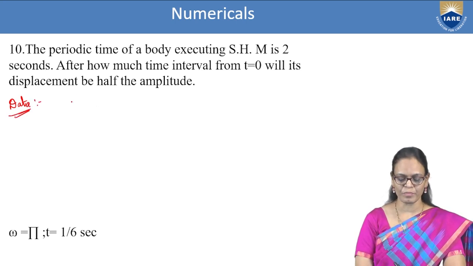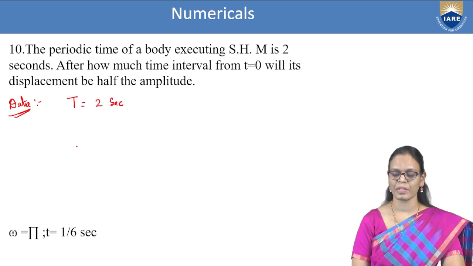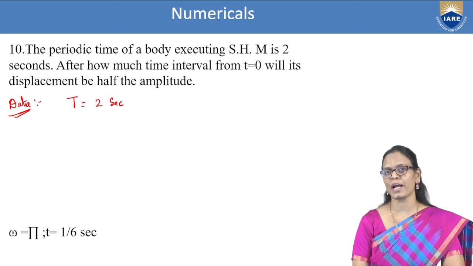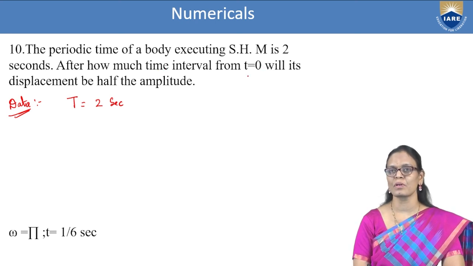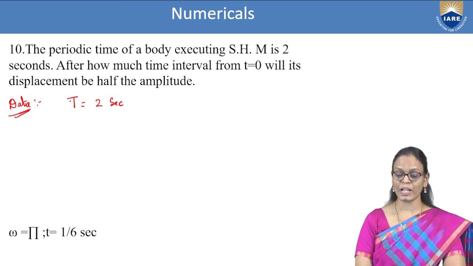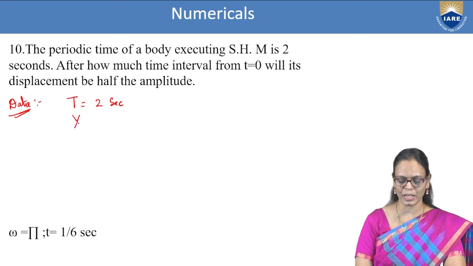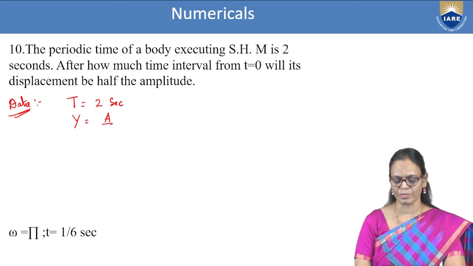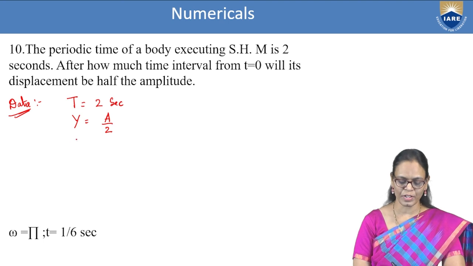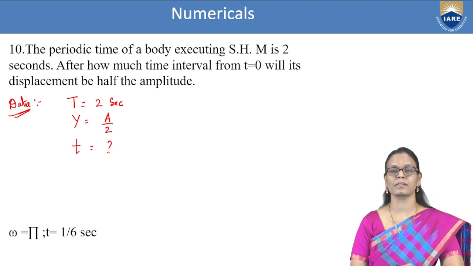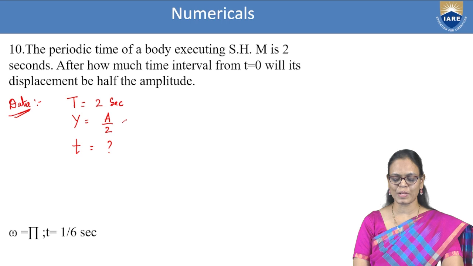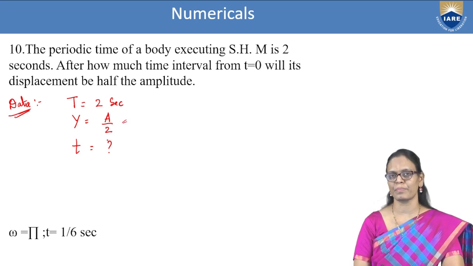The periodic time, we write it as time period, is 2 seconds. So after how much time interval from t is equal to 0? Means we'll consider the initial phase to be 0. Will its displacement be half the amplitude? The displacement is half the amplitude, A by 2. After what time? That is what they're asking. After what time will the displacement become half the amplitude? That is what we have to find.